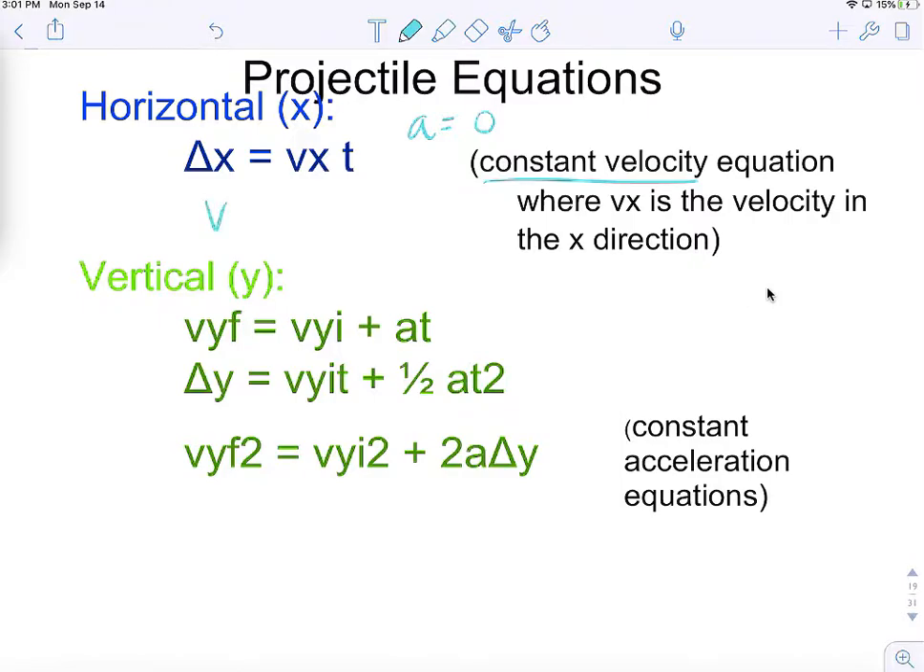You're going to notice this equation is the velocity equation. It's just rearranged to have delta x all by itself. And for the vertical motion, all of these equations are the constant acceleration equations that we used last unit. Because in the vertical direction, my acceleration is being affected by the force of gravity. So my acceleration for all of my objects will always be negative 9.8 meters per second squared.